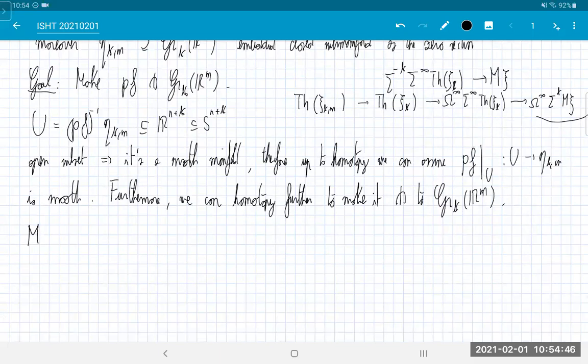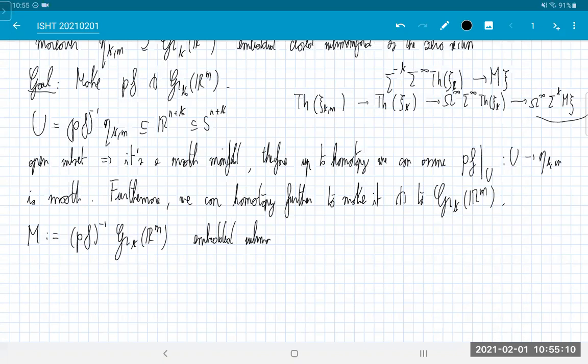Okay, now that we have this, we can take M and define it as the preimage of the zero section here. And so this is an embedded submanifold of S^(m+k) of codimension k, because the codimension of the Grassmannian inside the vector bundle is exactly k, the rank of the vector bundle.